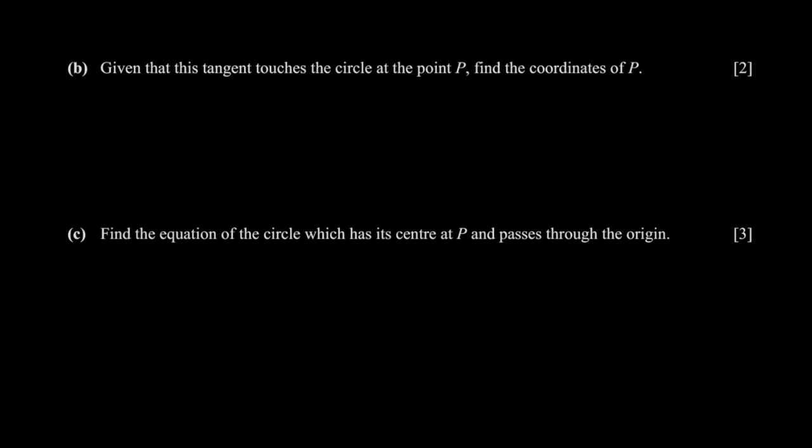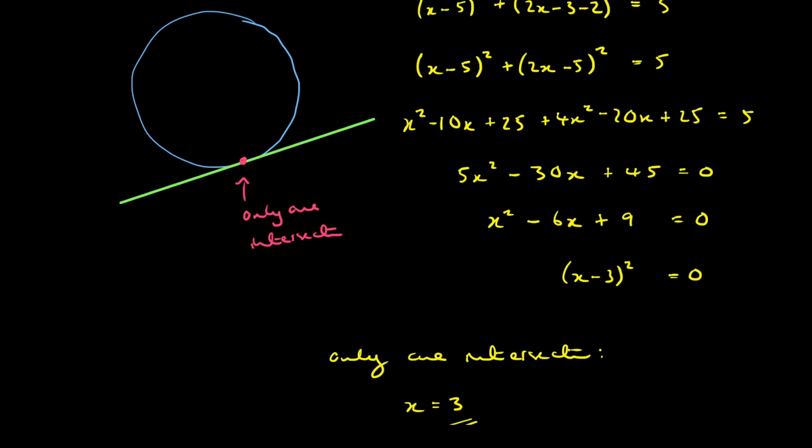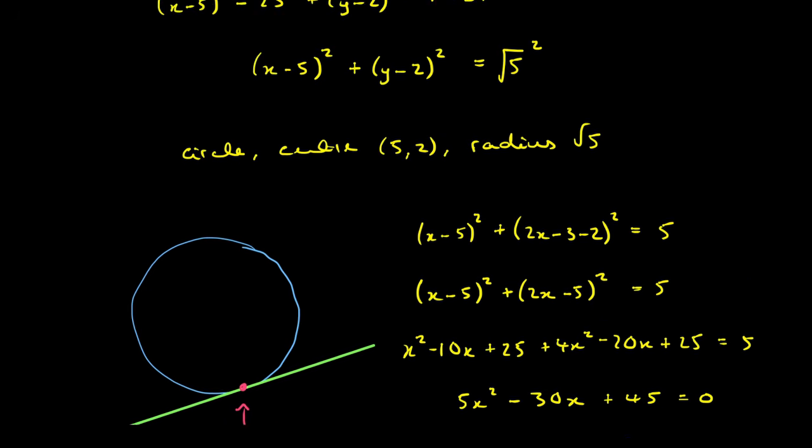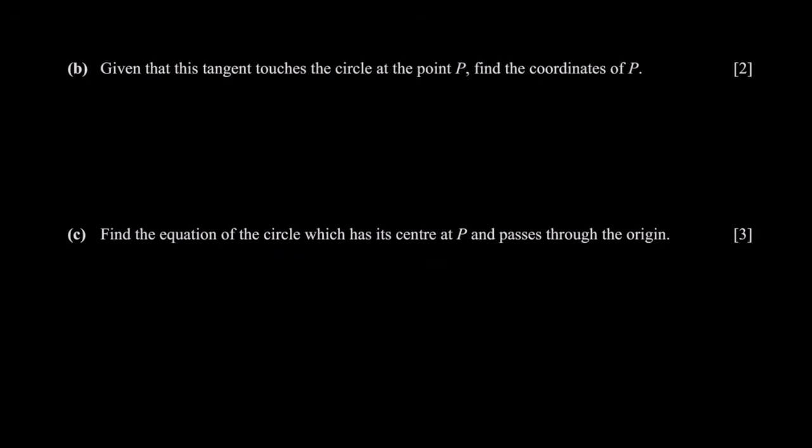Given that this tangent touches the circle at the point P, find the coordinates of P. Well, we've got that the coordinate x is equal to 3, so we can just substitute to find our y value. So y is equal to 2x minus 3. So when x is equal to 3, y is equal to 2 times 3, which is 6, minus 3, which is 3. So the point P is 3, 3.